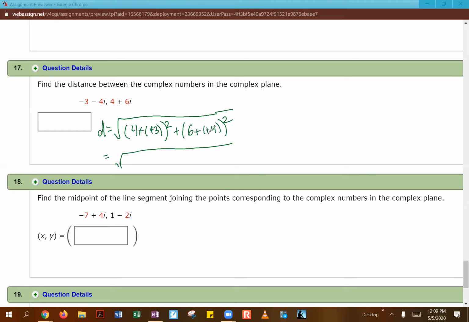So then 4 plus 3 is 7. Very good. 7 squared is 49. And then 6 plus 4 is 10. Very good. And 10 squared is 100. So it's 149. And that's your answer because you can't simplify any further. You can't simplify any further, okay.